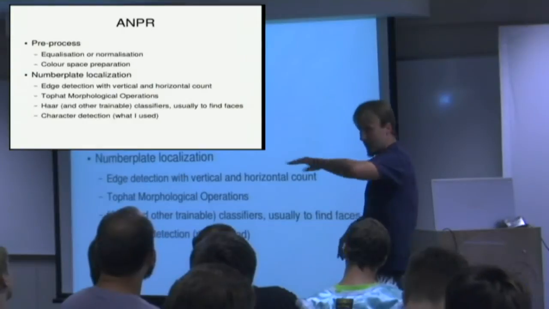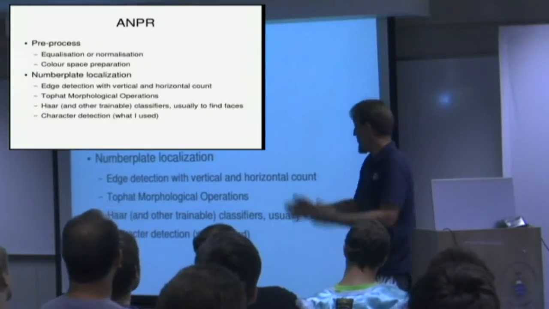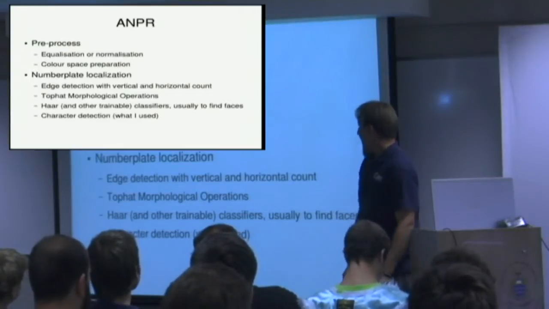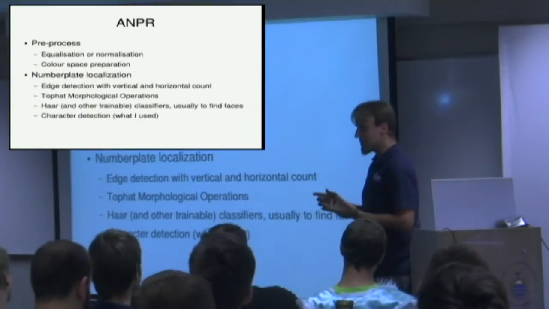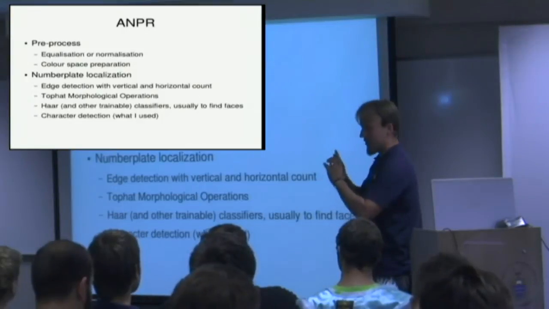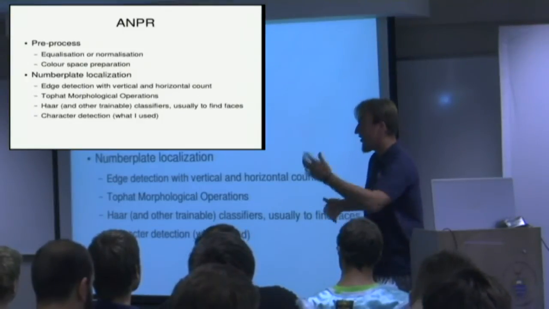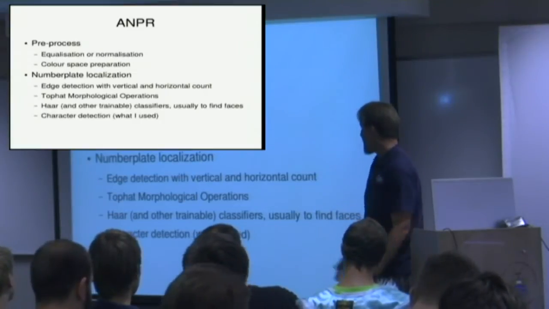You count the number of edges and you look for places where there's a lot of edges, and that must be a number plate, or the number plate on the back of the bakkie or whatever. Then you get what is called a top hat morphological operation, which is very similar, except that it looks only in, I think, a 3x3 area. Well, actually, you can define the size, 25x3 or whatever, and it looks for certain things in that area.